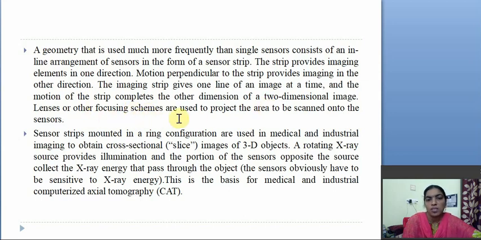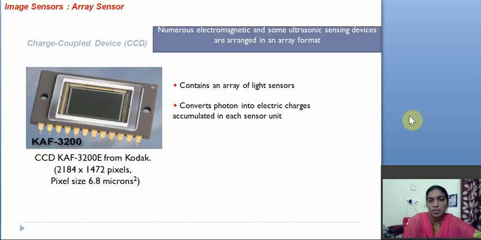Lenses or other focusing schemes are used to project the area to be scanned onto the sensors. Sensor strips mounted in a ring configuration are used in medical and industrial imaging to obtain cross-sectional images of 3D objects. A rotating X-ray source provides illumination, and the portion of the sensors opposite the source collects the X-ray energy that passes through the object. This is the basis for medical and industrial CAT, computerized axial tomography, right? So this is nothing but line sensors.